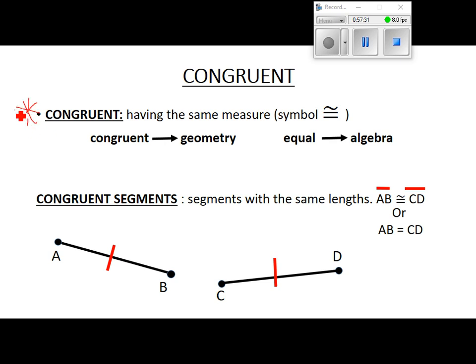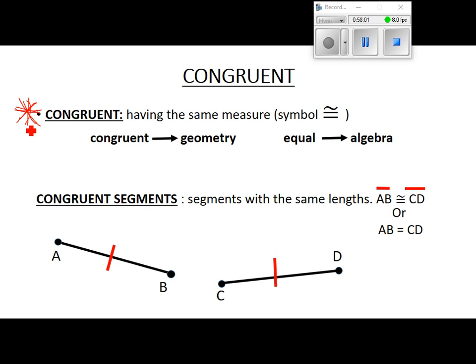Congruent. Put a big asterisk next to it. Very important. If you don't know what congruent means after about the first month of the school year, we may have major problems. Because we're going to say it so many times every day, you're going to get annoyed with it. Congruent. All it means is having the same measure. This is the symbol for congruent. It's an equal sign with a little tilde above it.